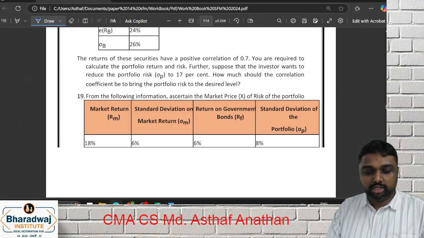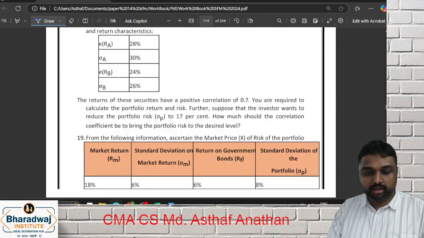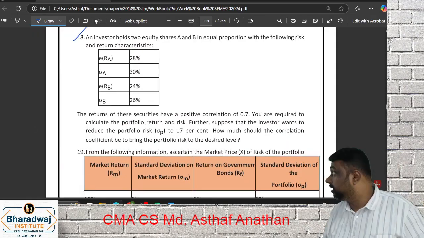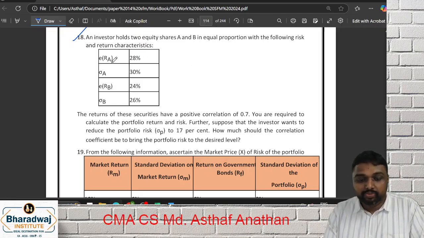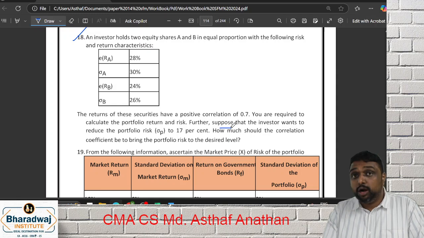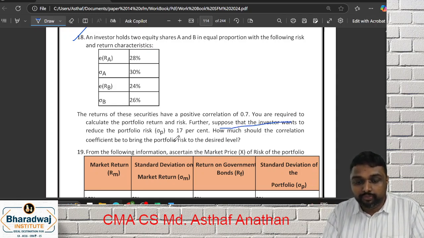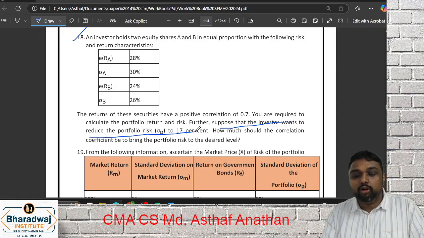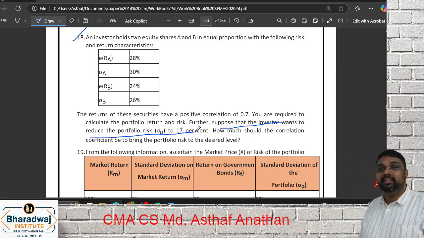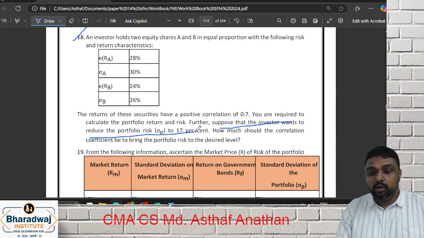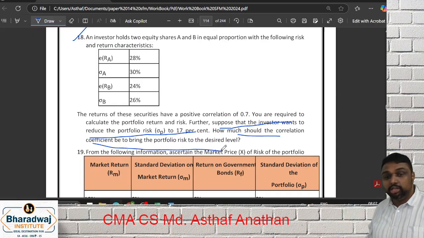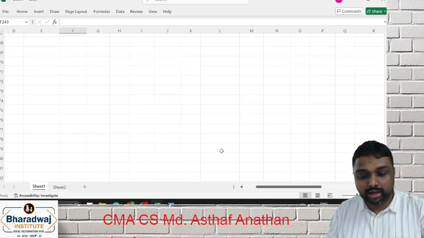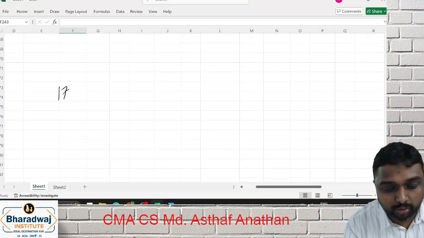Yes. This is question number 18. What is this question number 18, friends? This is only reverse calculation. See, they were telling, suppose the third part only we are solving now. Suppose the investor wants to reduce the portfolio risk to 17. What is the correlation they have to bring it to, so that the risk you get is 17? So you might have written this. Your final answer should be 17.